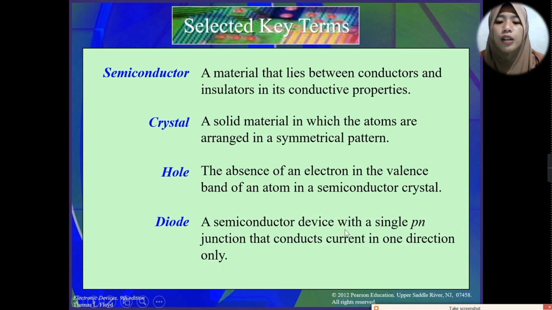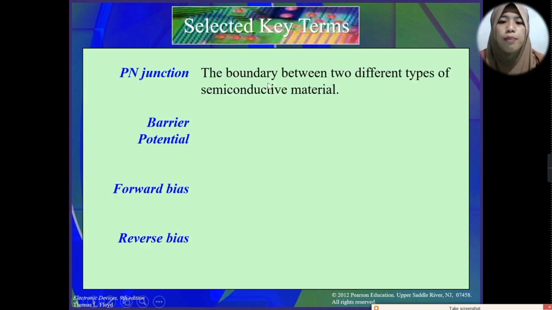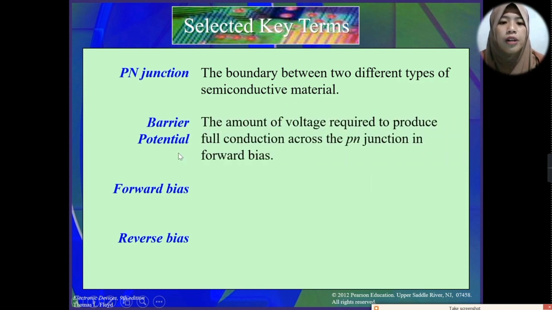Diode, a semiconductor device with a single p-n junction that conducts current in one direction only. A diode is the combination of the p-type and the n-type, and it has a region in between them known as the depletion region. P-n junction, the boundary between two different types of semiconductive material. Barrier potential, the amount of voltage required to produce full conduction across the p-n junction in forward bias. When we say barrier potential, that is what stops the charge migration.